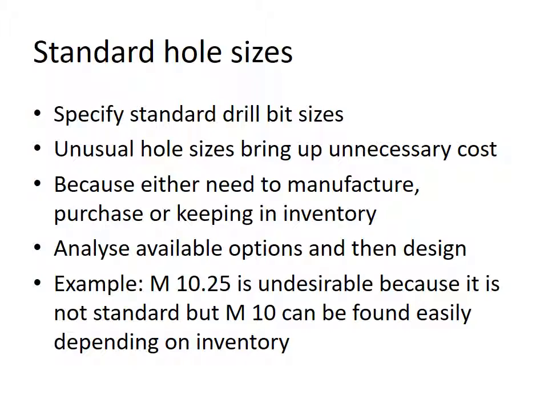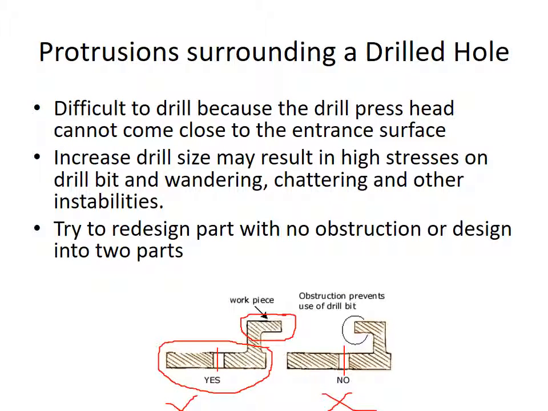Before designing, it should be analyzed what sizes of drill bits are available in the workstation, because manufacturing or purchasing a new drill bit would add unnecessary cost to manufacturing. Accessibility of the hole is also another parameter to be counted while designing a hole. In this shown design, we can see that it would be difficult to drill the hole because an obstruction would prevent the drill press head from coming close to the entrance surface.